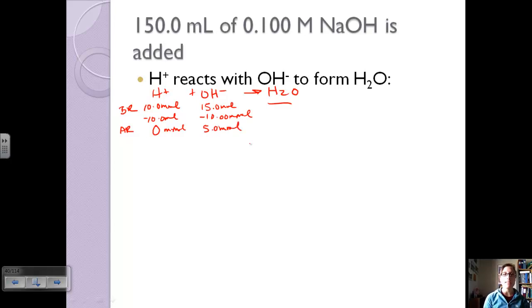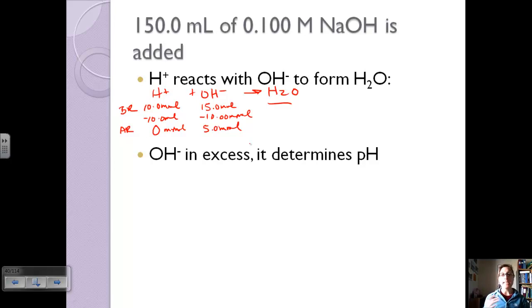And millimoles is really hard to write, that extra M. It's really getting me. Okay, so now we have an excess of OH-, not H+. And because it's an excess, it is going to determine the pH. And so we are going to find the concentration of the OH-, just like we found the concentration of the H+ from before. So we take the number of millimoles that's left over, and we divide it by the total volume.